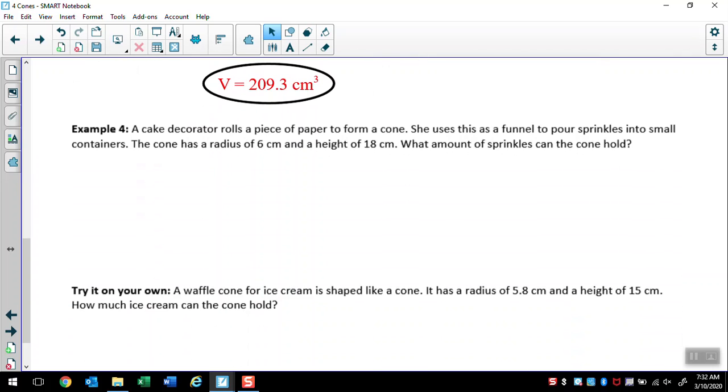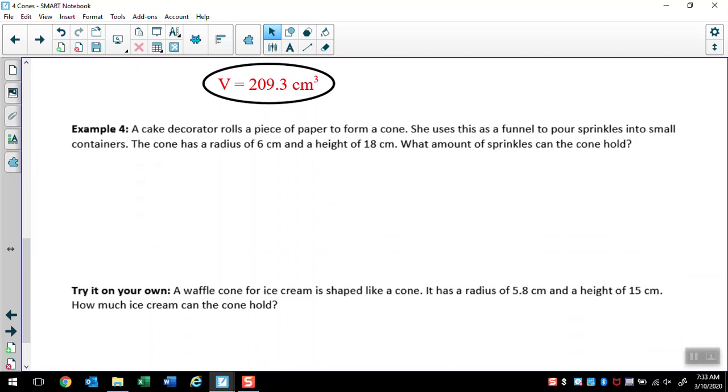All right, here's one more example, a word problem. A cake decorator rolls a piece of paper to form a cone. She uses this as a funnel to pour sprinkles into small containers. The cone has a radius of 6 centimeters and a height of 18 centimeters. What amount of sprinkles can the cone hold? All right, so what amount can that cone hold? That means that it is going to be volume.